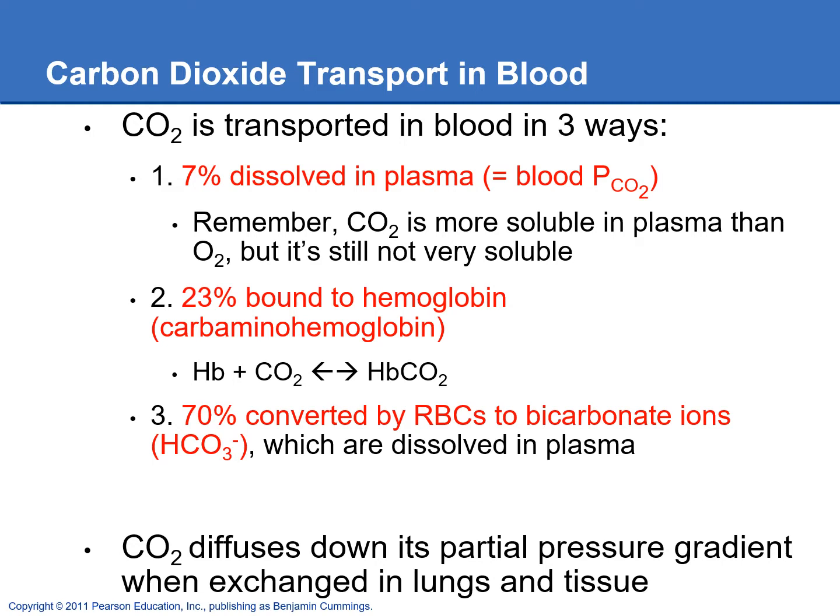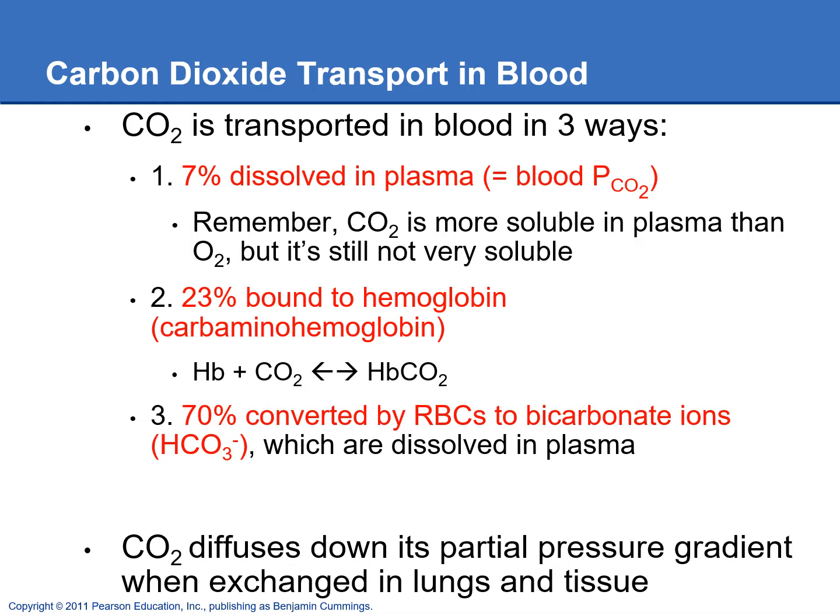7% of the carbon dioxide will be dissolved in the plasma, and that makes the blood partial pressure of carbon dioxide. So we have more carbon dioxide dissolved in the plasma than we do oxygen, because carbon dioxide is more soluble in the blood than oxygen is, but it's still not very soluble. There's only 7% that's dissolved in the plasma.